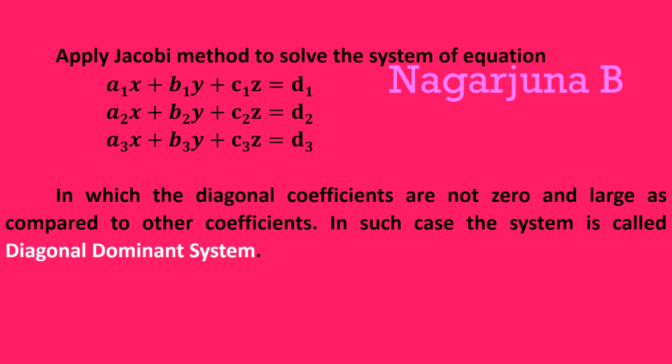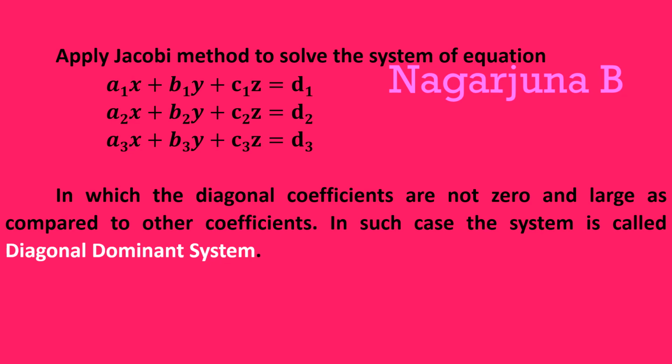So this is the system of equations which has been given. We can see there are three equations and you need to check that the diagonal coefficients should not be 0. That is, in the first equation a1 should not be equal to 0. In the second equation b2 should not be equal to 0. In the third equation c3 should not be equal to 0. And those diagonal coefficients are large as compared to other coefficients.